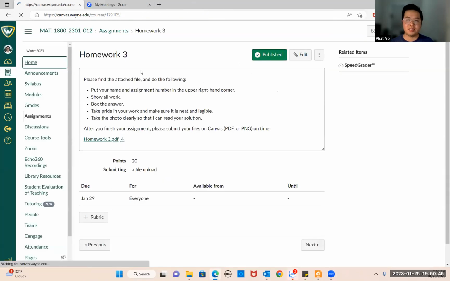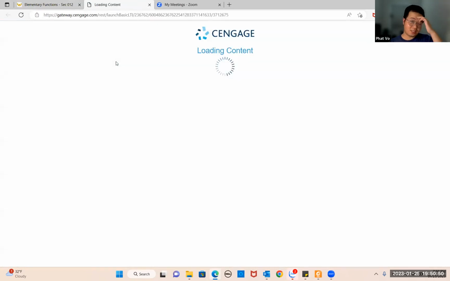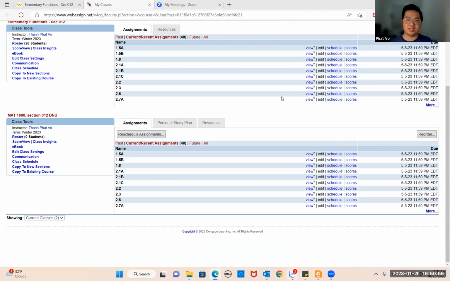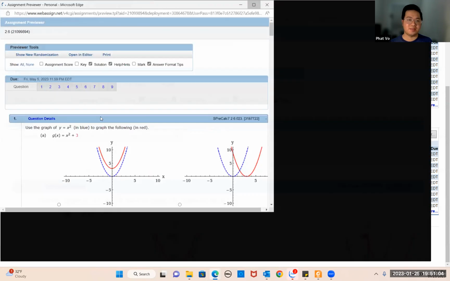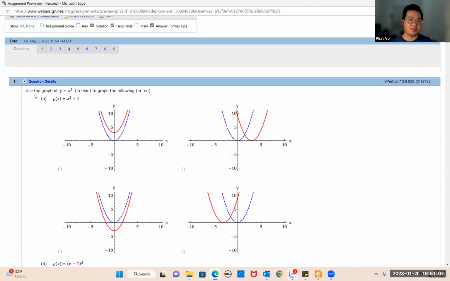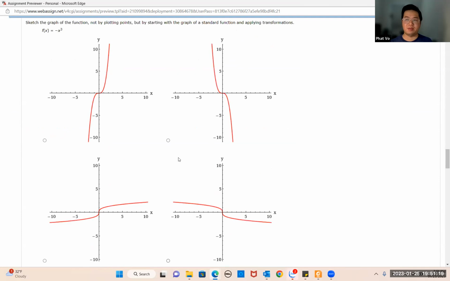Go to the home section, choose the first one, go to this, and you will see some kind of problems regarding the transformation of functions. So you can go to the 2.6 problems. For example, they ask you to use the graph of y equals x squared, and after that you will reflect the function like this. Okay, some kind of problems, so you can practice more.